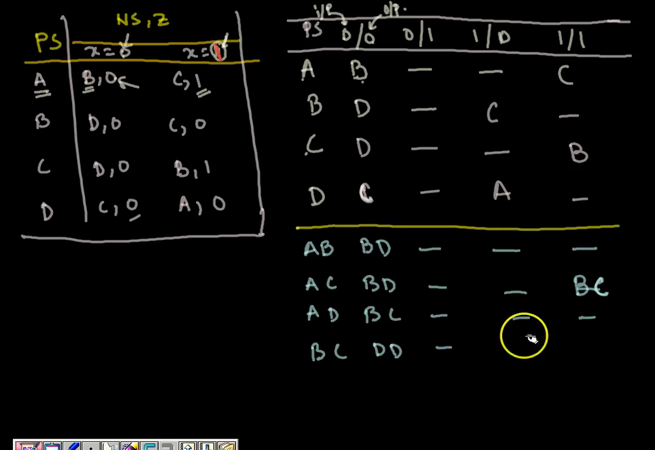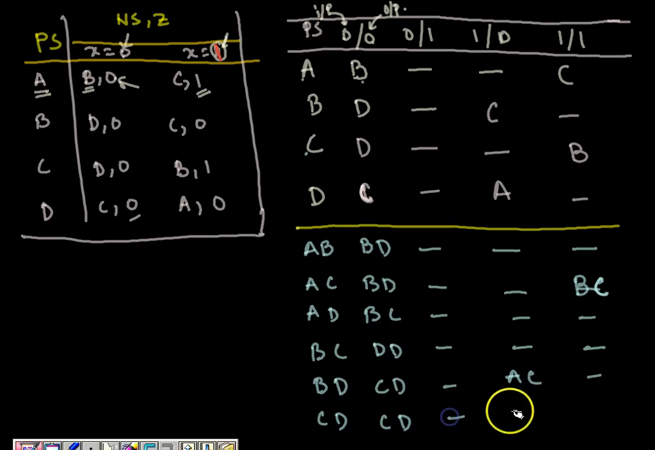Now C, nothing, nothing. Now BC is done, so BD is CD, then AC, then nothing, then CD, that last one. CD is CD, then nothing is here, nothing is here, and nothing is here. So this is the lower part of the testing table, and this is the upper part of the testing table. So we have done building the testing table.